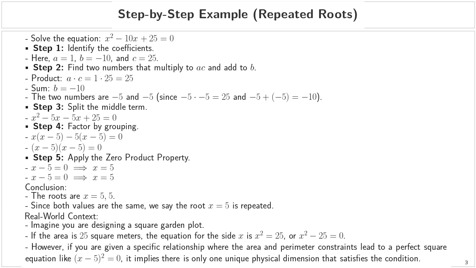To give this some real-world context, imagine you are designing a square garden plot. If you simply knew the area was 25 square meters, you would solve x squared equals 25, which leads to x equals 5.